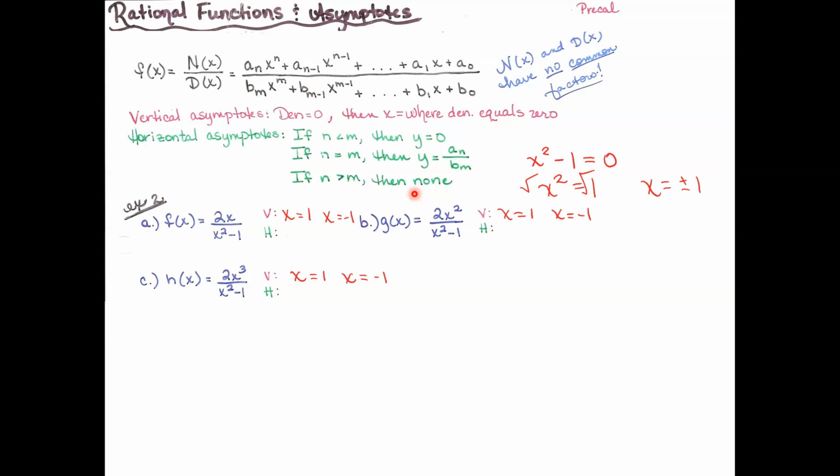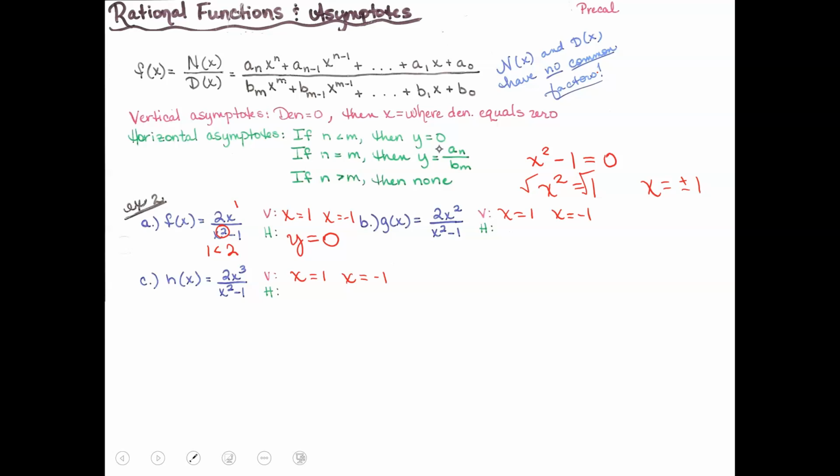All right, so let's look at example 2 again. If we look at this first one, what's the degree of your numerator? Well, it's 1. And what's the degree of your denominator? It's 2. So when the degree of the numerator is less than the degree of the denominator, your horizontal asymptote will be y equals 0.